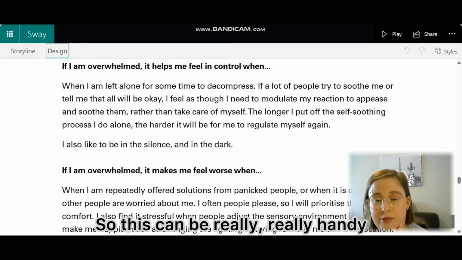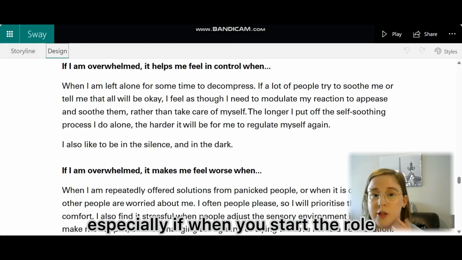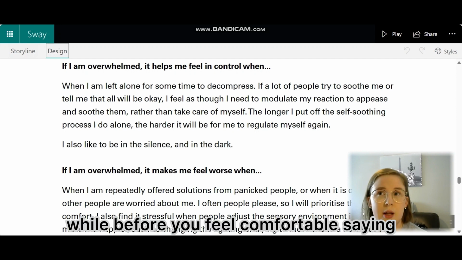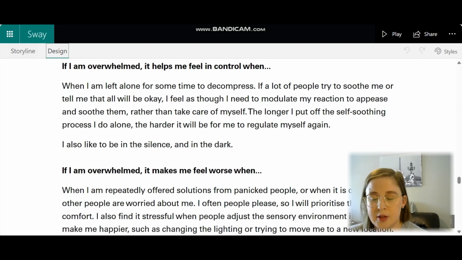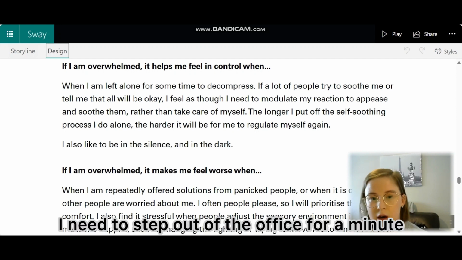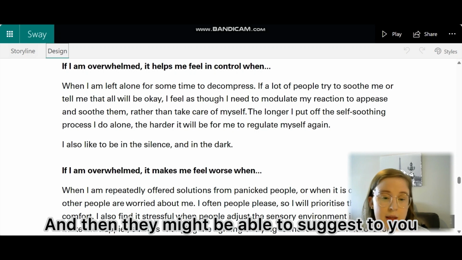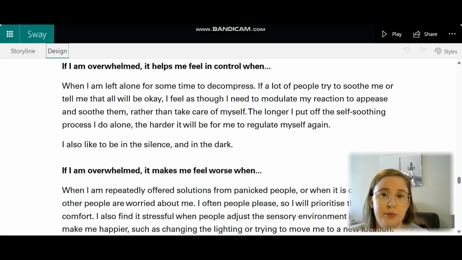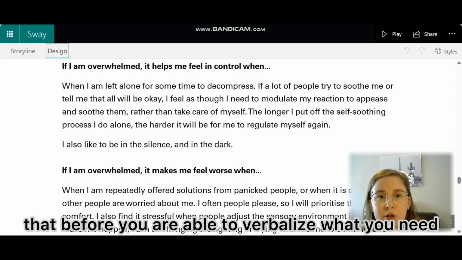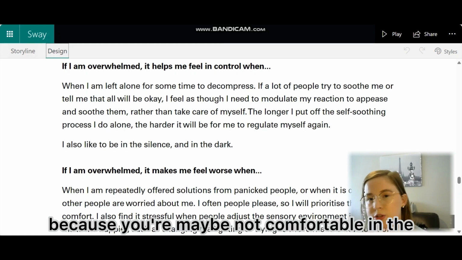This can be really handy, especially when you start the role, because it might take you a while before you feel comfortable saying, guys, I need to step out of the office for a minute, I'm really overwhelmed. This way, they can know that before you even start, and they might be able to suggest that you can do that before you are able to verbalize what you need, because you're maybe not comfortable in the environment just yet.